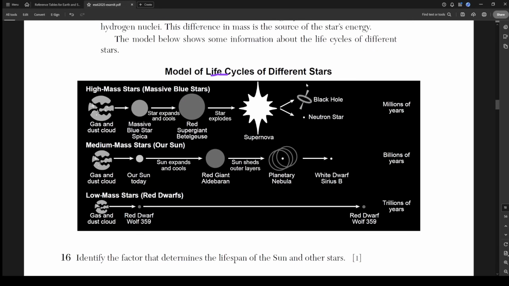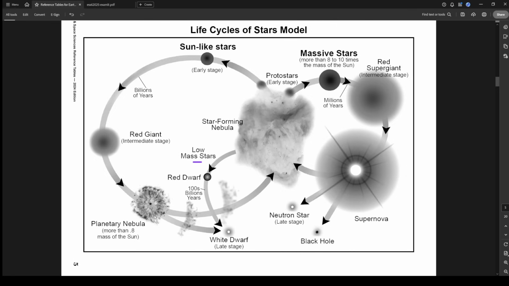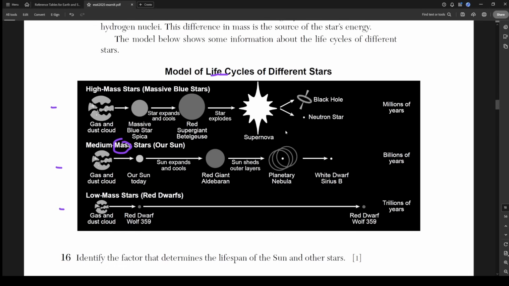We have gas and dust. So we have a high mass, a medium mass, and a low mass. So the mass is actually the difference between the 3 life cycles. And it's the same here. You can see the low mass stars versus the massive stars, sun-like stars. It's all about the mass.